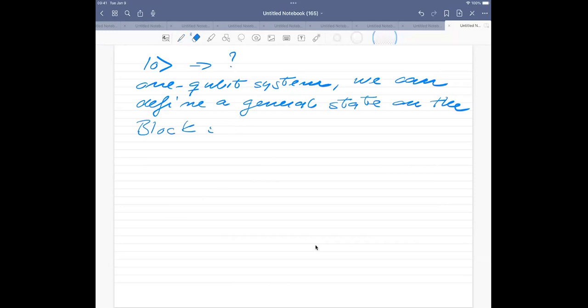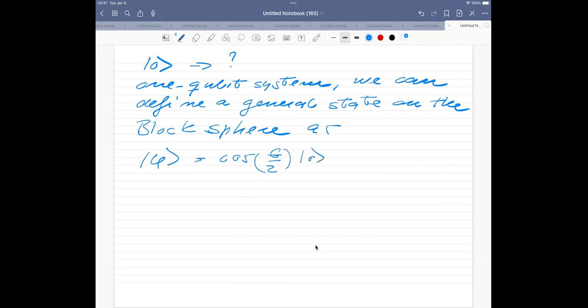So let me just write this down properly here. We will write this state as a cosine of theta half acting on the state 0. So this would just be an arbitrary state on the Bloch sphere, and this is multiplied with the sine of theta half multiplied with 1 here.